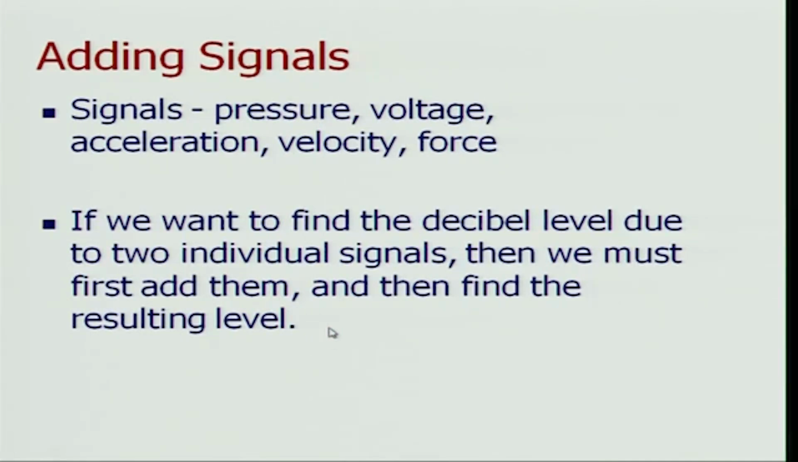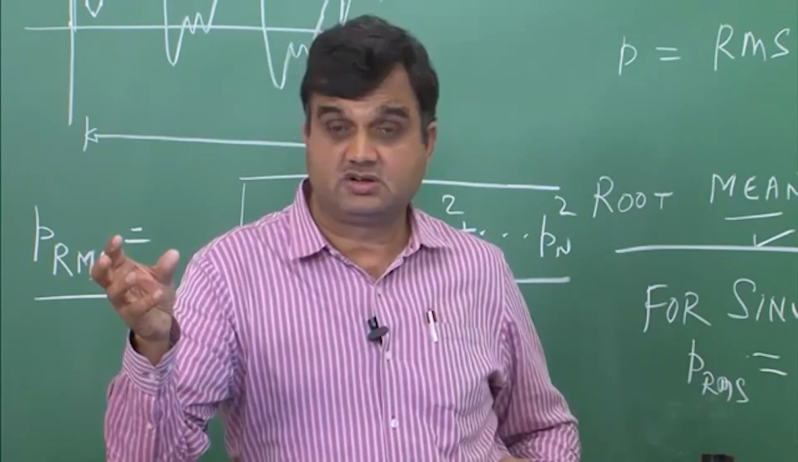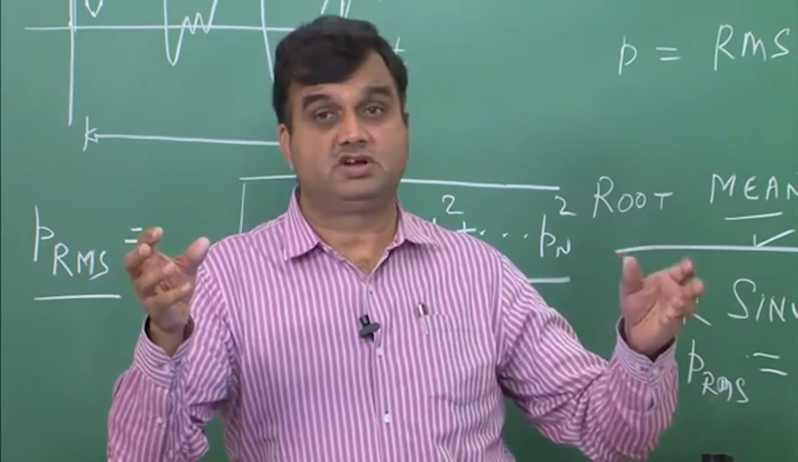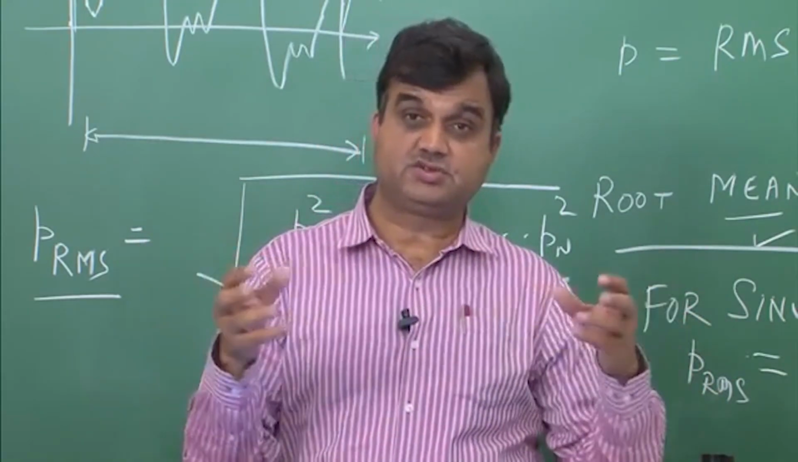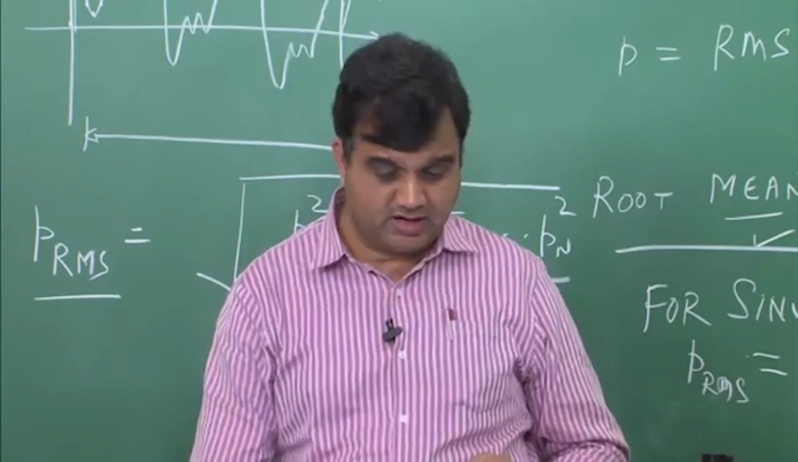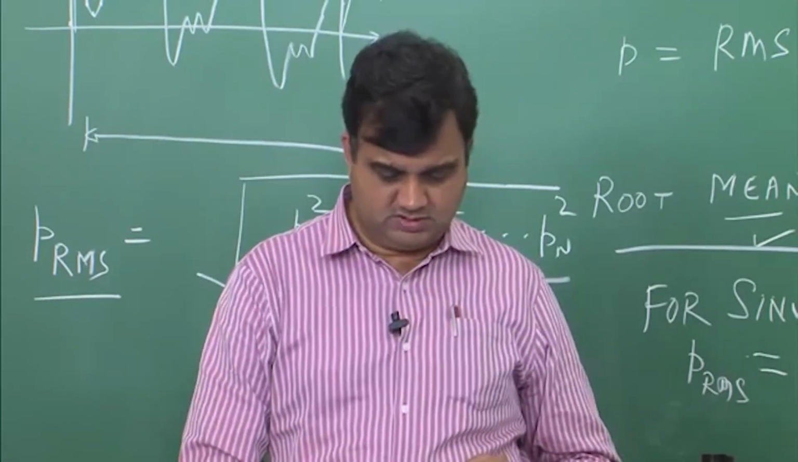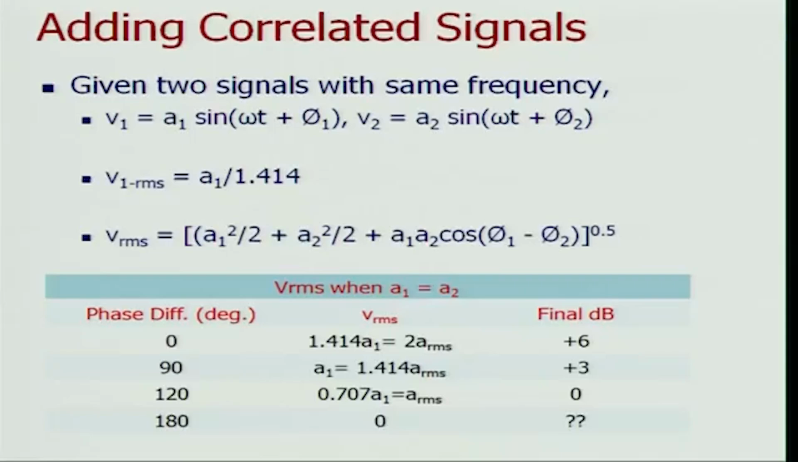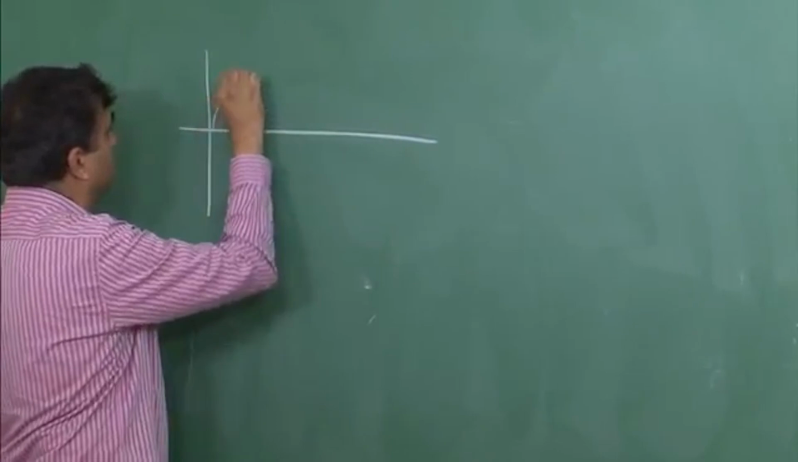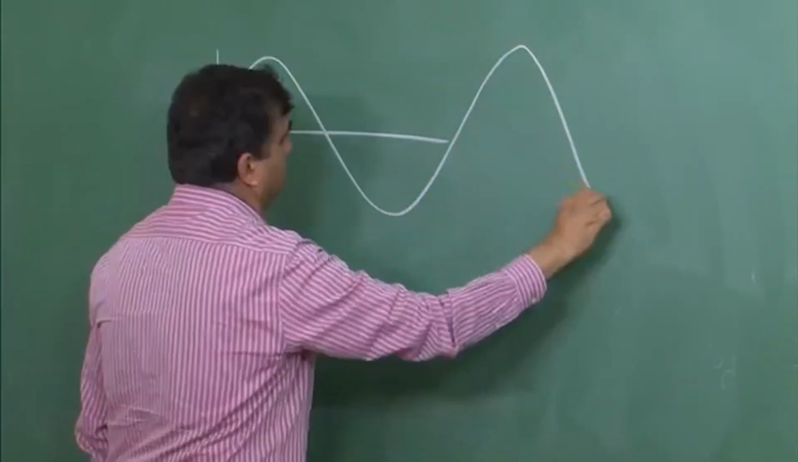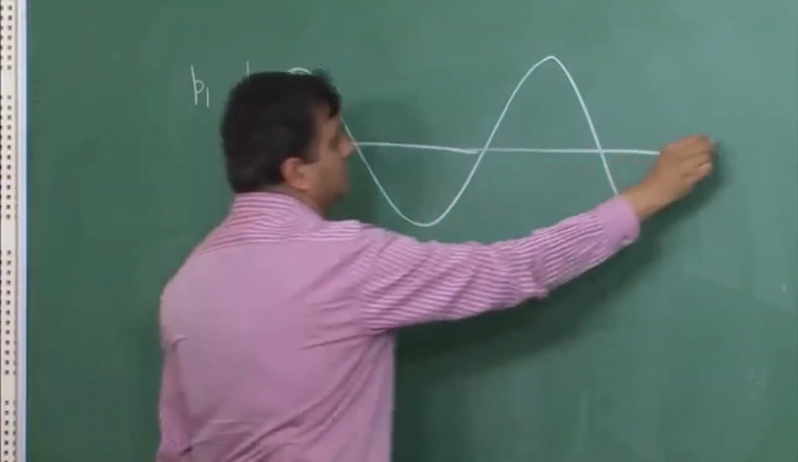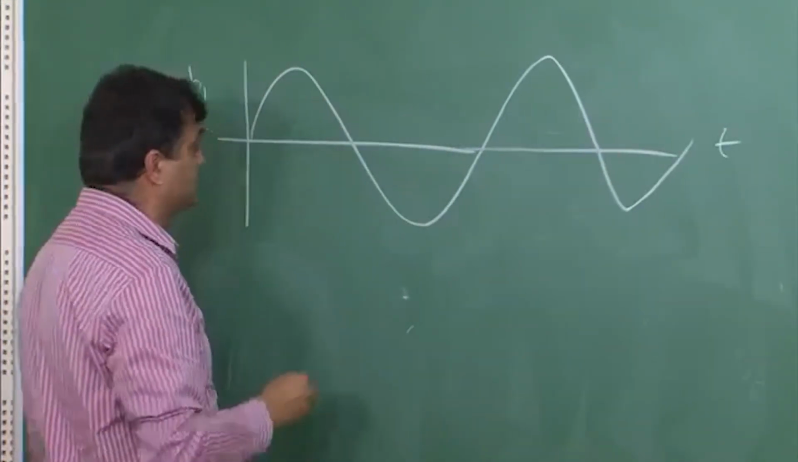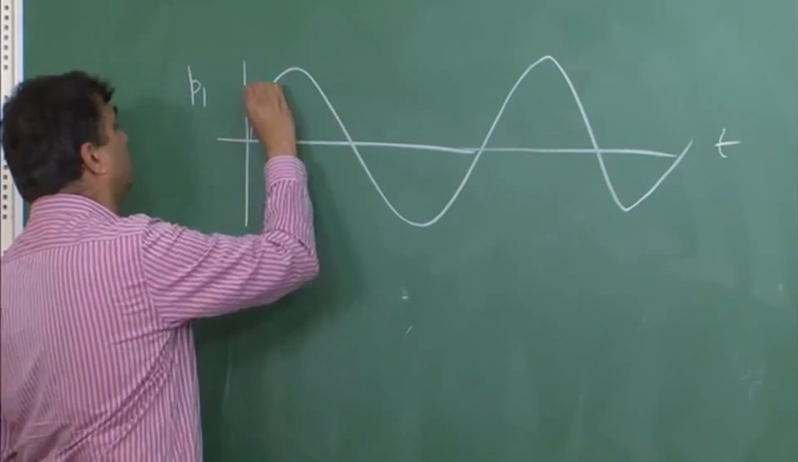What does this mean? Suppose there is a speaker which is generating 1 Pascal pressure, and there's another speaker which is generating another, say 1.5 Pascals. Then in certain situations we can add them up. And when do we add them up? This is what it says. So suppose I have one pressure signal, let's say this is P1, and then I have another pressure signal, and I will plot it in dotted line.